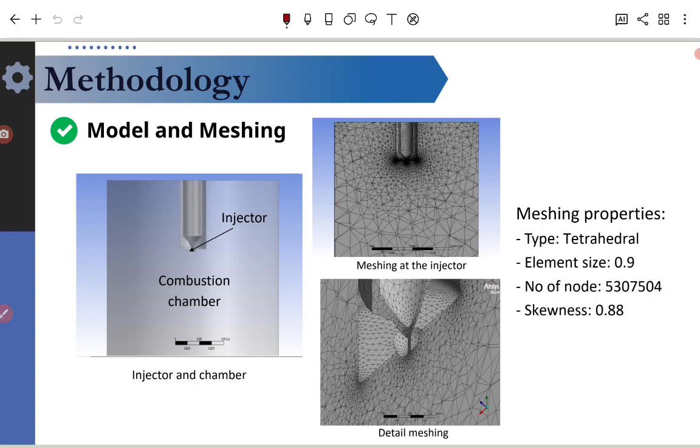Then for the meshing properties, we use tetrahedral meshing with an element size of 0.9. We have a number of nodes around 5 million, with a skewness of 0.88.